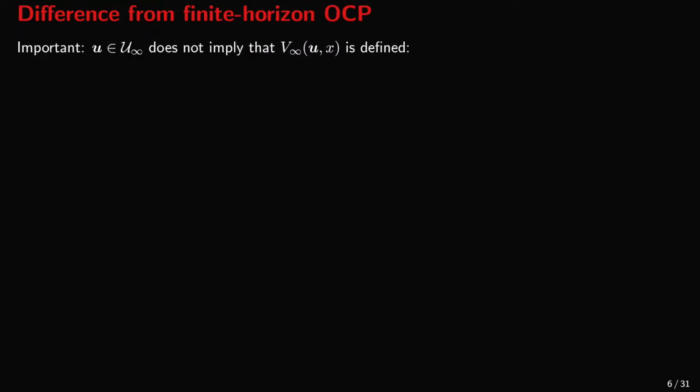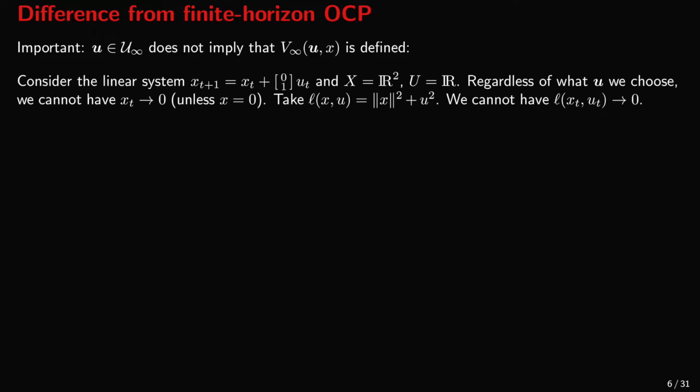There is a quite important difference from finite horizon problems which is worth highlighting. The fact that a sequence is admissible does not mean that the cost is defined or that it is finite. Let's see why. Consider this linear system which is not stabilizable and assume that we have no constraints for the sake of simplicity. Regardless of how we choose the sequence of control actions, there is absolutely no way we can make the state converge to zero unless, of course, it is already there.